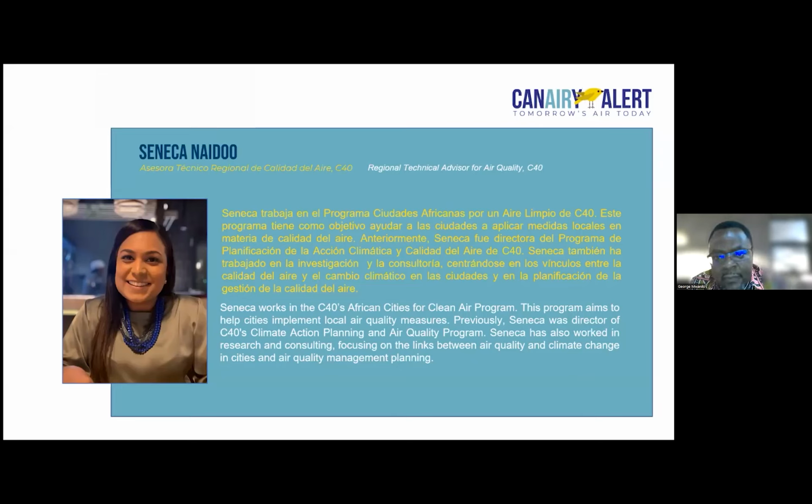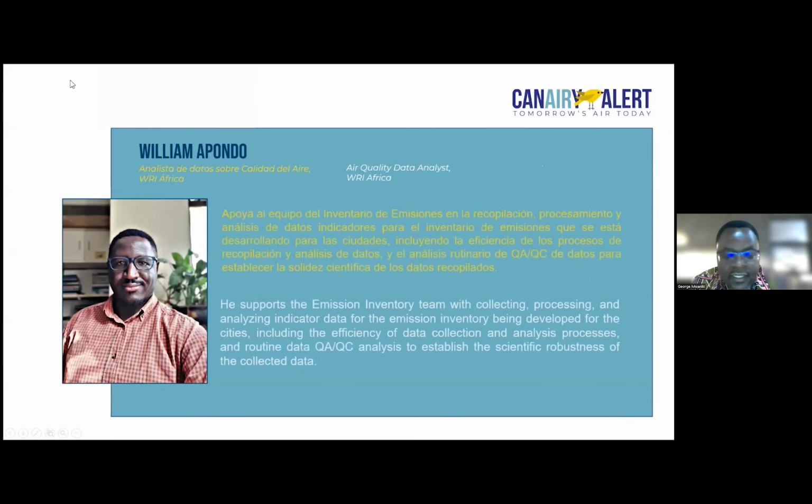Now we move to the next panelist, William Apondo, who is the air quality analyst for WRI Africa. And William, I want you to please just describe why emission inventories for Nairobi is being developed and some of the strategies you're using to make sure that the data you collect is useful to the city. William, please.